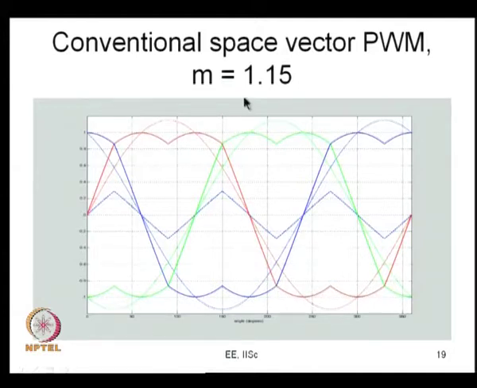I have plotted this modulating signal for m equal to 1.15, which is very close to 2 by root 3, and you can see that the peak value of the modulating wave is almost equal to plus 1 and minus 1. So, this is what you can get: 1.15 instead of 1, or 1.1547 to be precise, instead of 1. So, you have 15% higher voltage than sine triangle PWM.